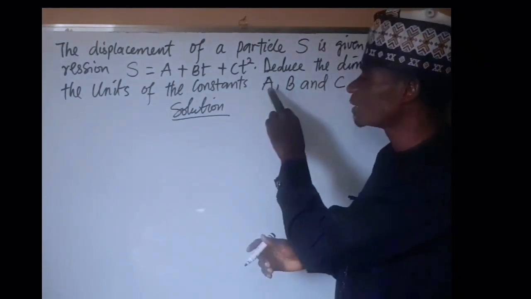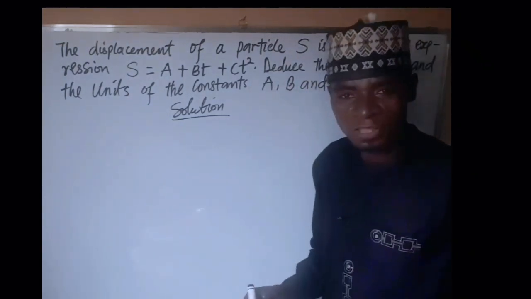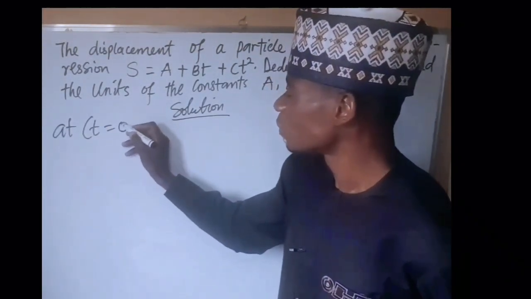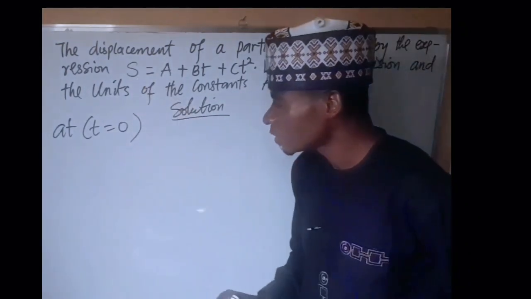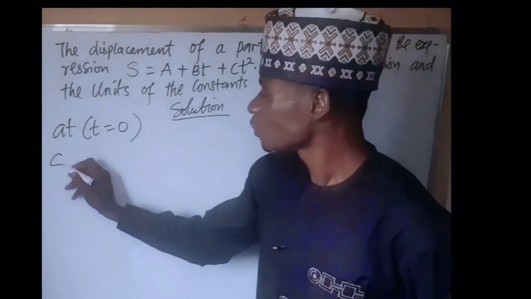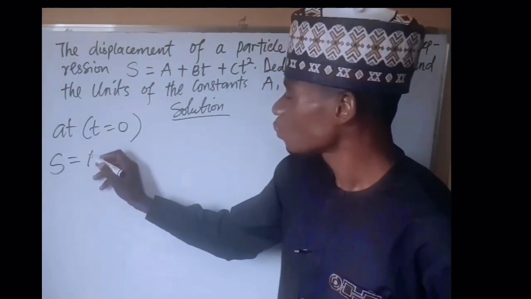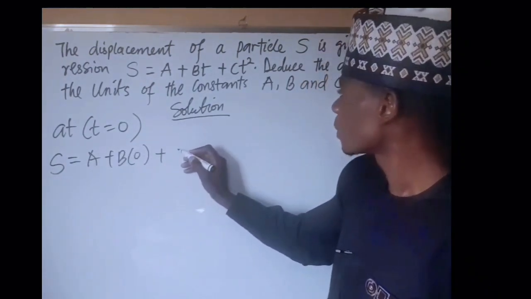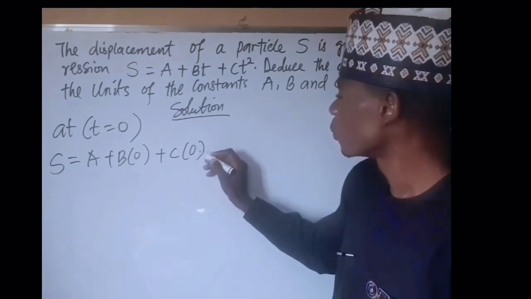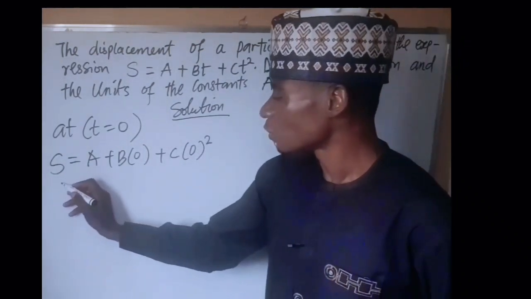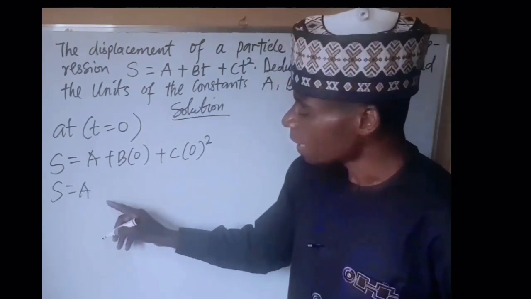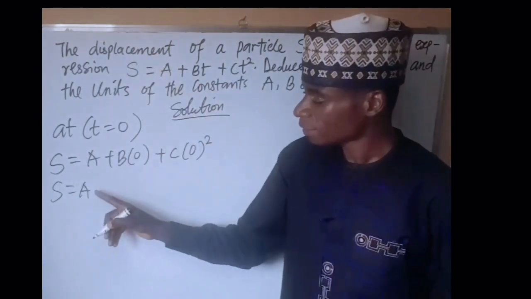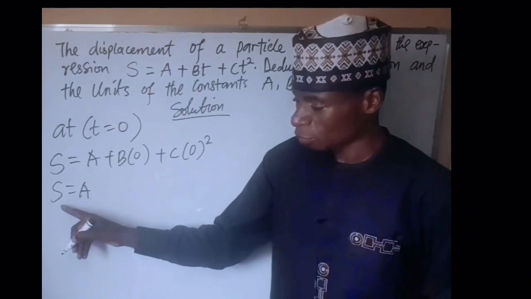For us to get the dimension of the constant A, the first step is we show that at T = 0, we want to obtain S. So we substitute it into that very equation. S will be equal to A + B × 0 + C × 0². Now this gives us S = A, and S is the displacement. If S is equal to A, then A is the displacement.